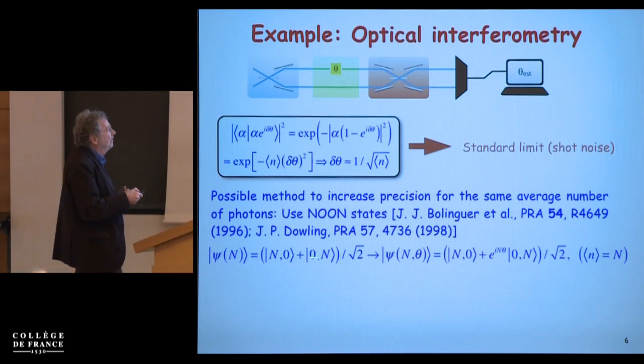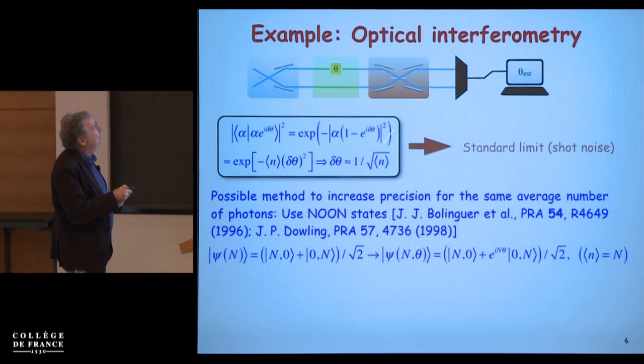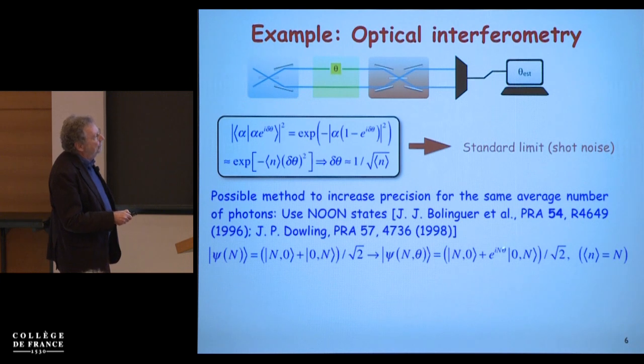So this is the state that we are going to use, and if we have this state going through this interferometer, you see that the n photons in the upper branch get dephased by this, so you have this reinforcement of the phase here by the number of photons, while if you have n photons in the lower branch, nothing happens, the phase is not changed.